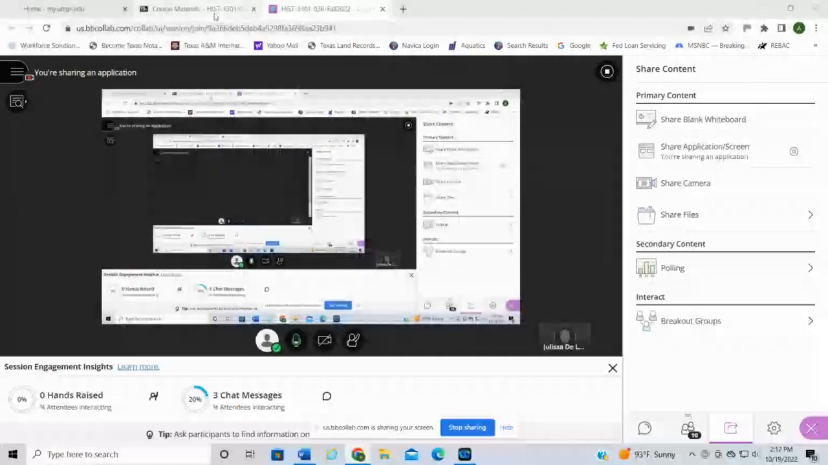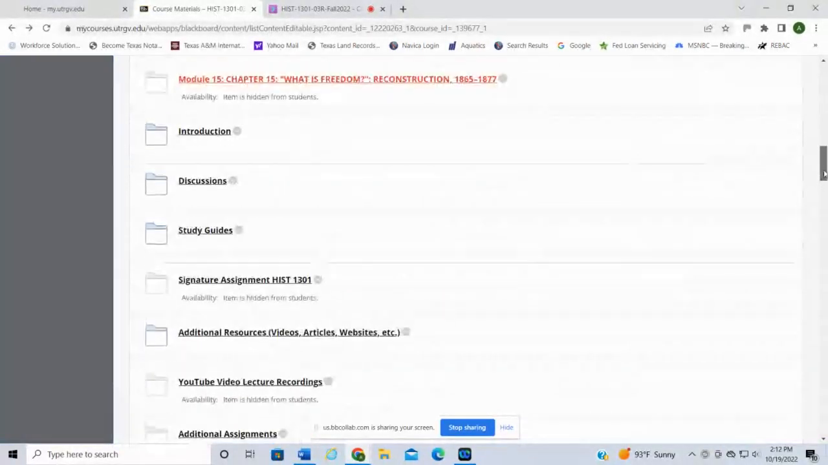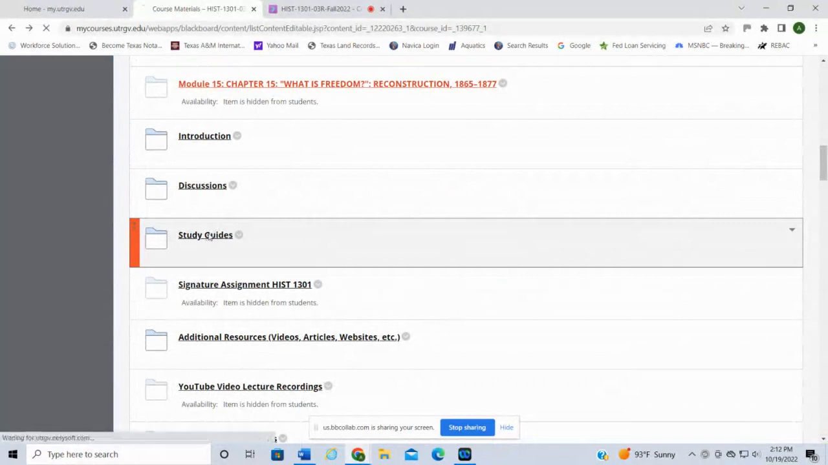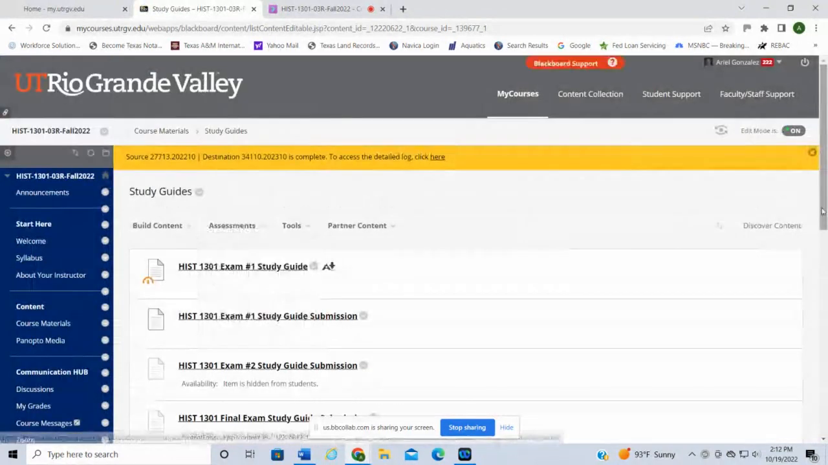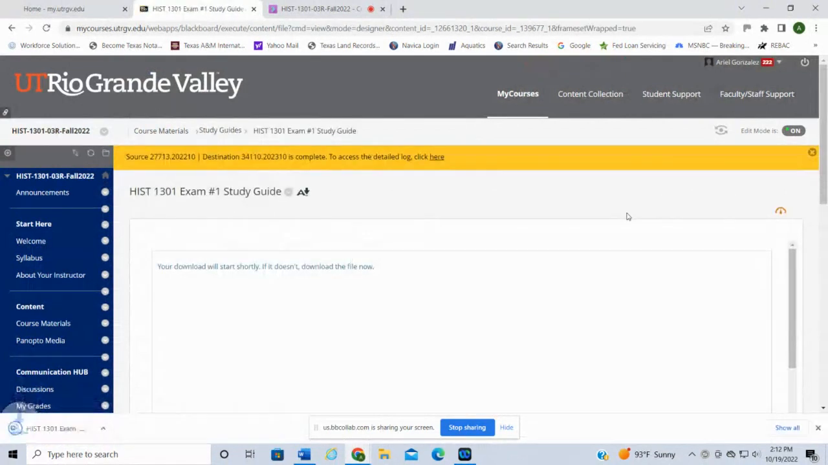Okay, so what I wanted to do is show you all where the study guide is at here. So let me share my screen here. And it's going to be located here towards the bottom of the course materials. You see study guides here. The only one that we have available is the first one because I'm still working on the other ones. If you click on the study guide, it will download a Word document for you all.